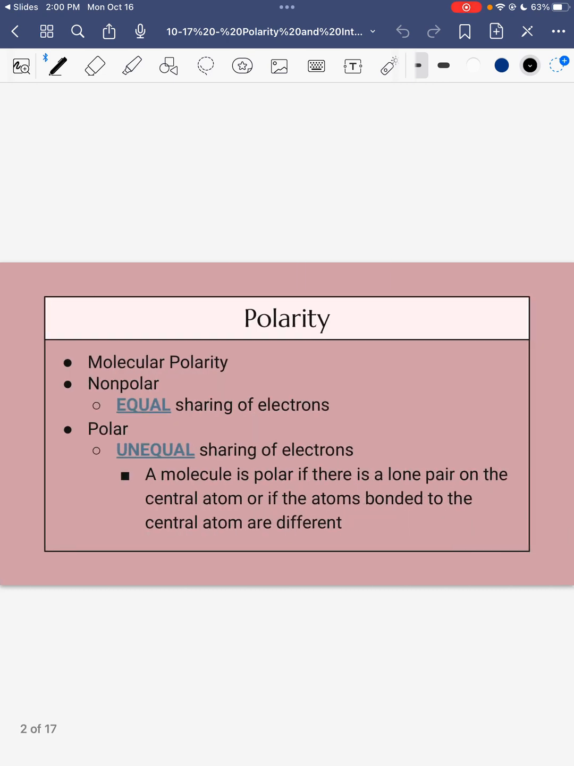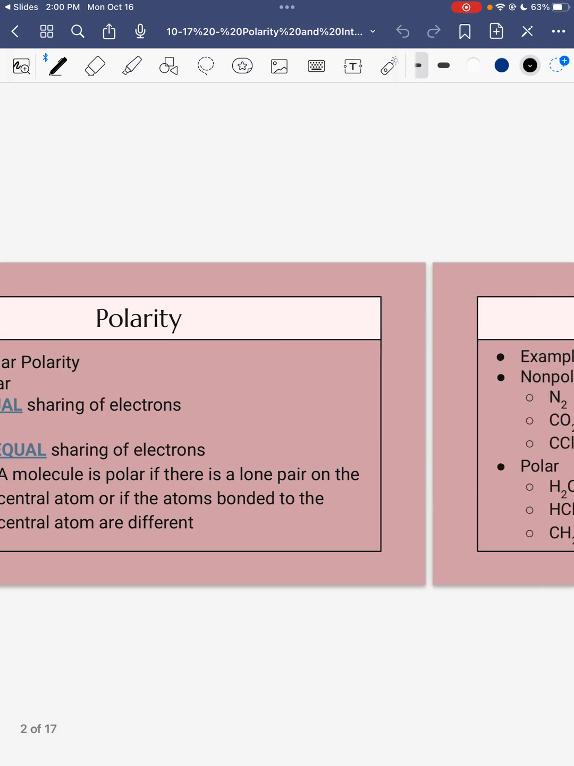So polarity is just how atoms share electrons, or how molecules share electrons. If a molecule is nonpolar, that means it has equal sharing of its electrons around the entire molecule. If a molecule is polar, it has unequal sharing of electrons. And a molecule is polar if there's a lone pair on the central atom, or if the atoms bonded to the central atom are different. So that's kind of a quick, ugly explanation, but we'll go through a couple practice problems and you should get a better idea of what polarity looks like.